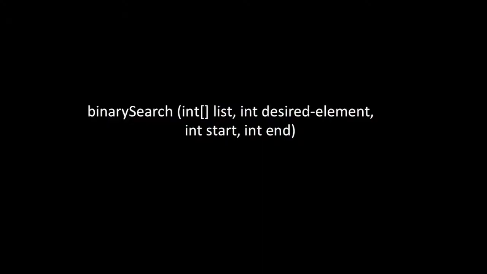This means that we are augmenting the original parameters of binary search, which were int array of list and int desired element, with two new parameters representing the boundaries of the search, int start and int end. So now we know that the full signature for binary search should be binary search of an array of integers called list, an integer that's the desired element, an integer representing the index in the array where we're going to start our search, and an index representing the point in the array where we're going to end our search.